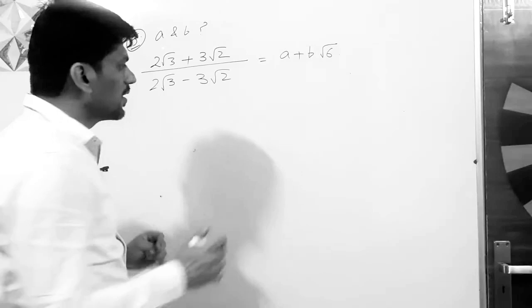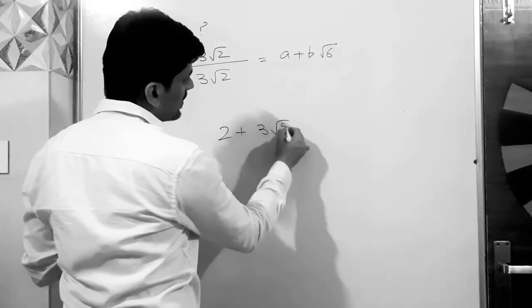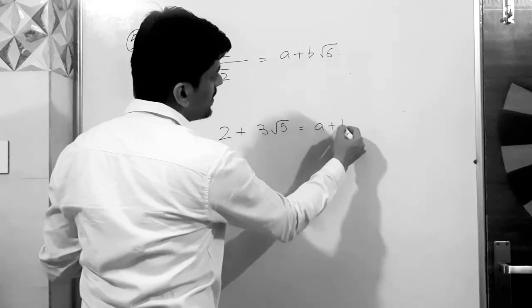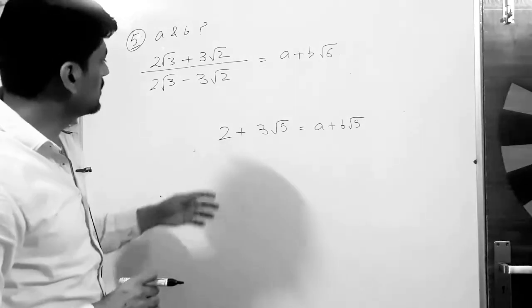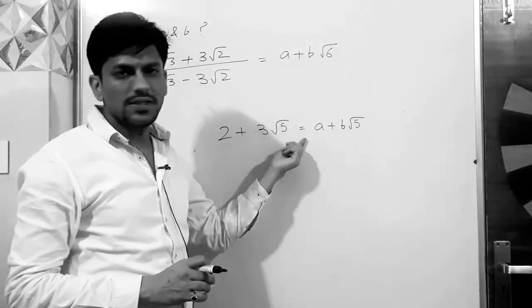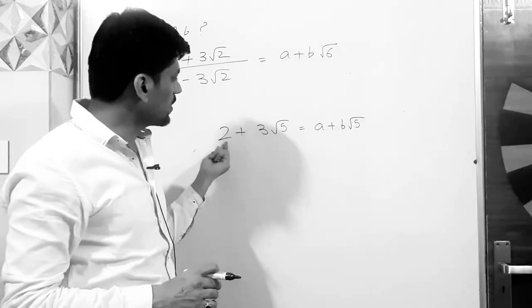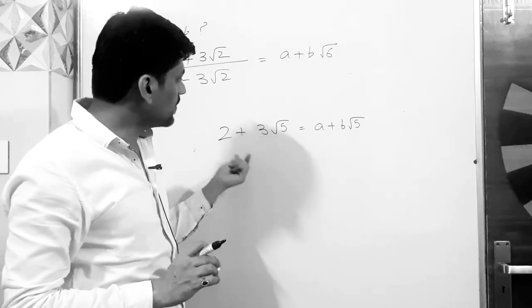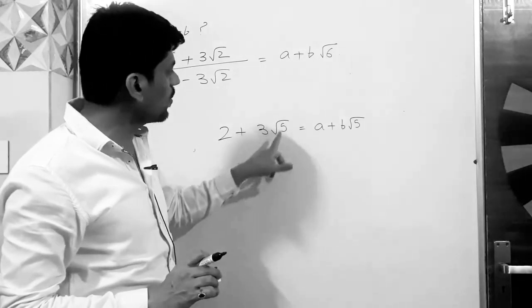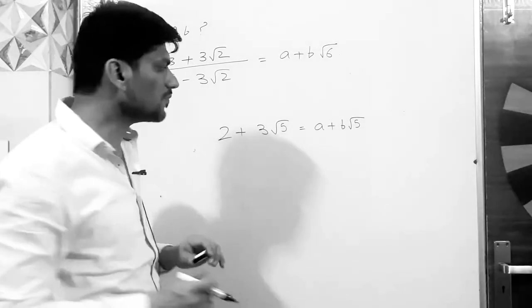As we know, suppose 2 plus 3 root 5 is equal to A plus B root 5, where A and B are rational numbers. You can see in this equality there is a rational number and an irrational number. The sum of rational and irrational is always irrational. The logic behind this is that adding a rational to an irrational always makes an irrational.